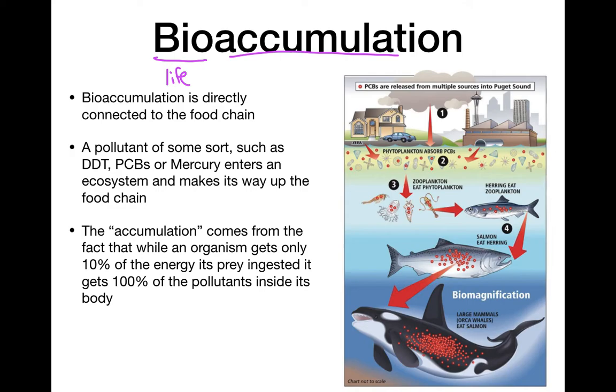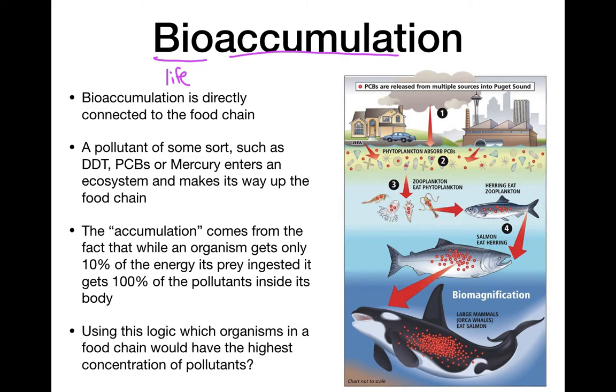So this is a really big problem. Using this logic of only 10% of energy being transferred, but 100% of pollutants being transferred, which organisms in the food chain are going to have the highest concentration of pollutants?